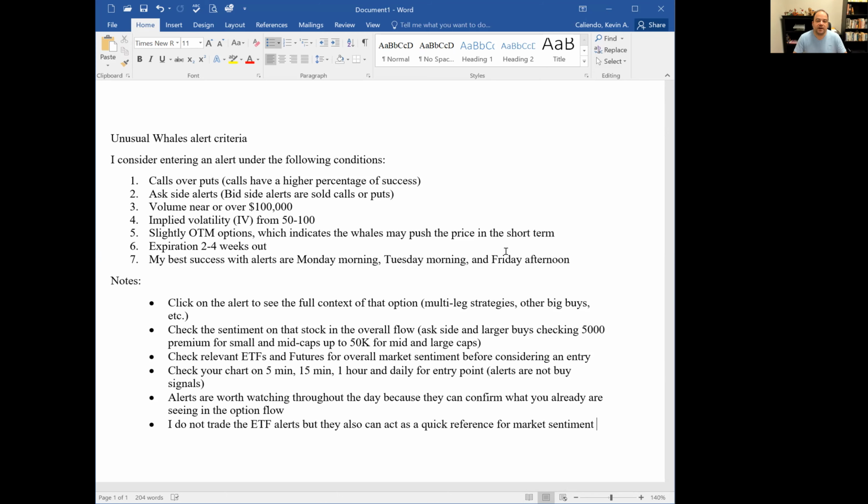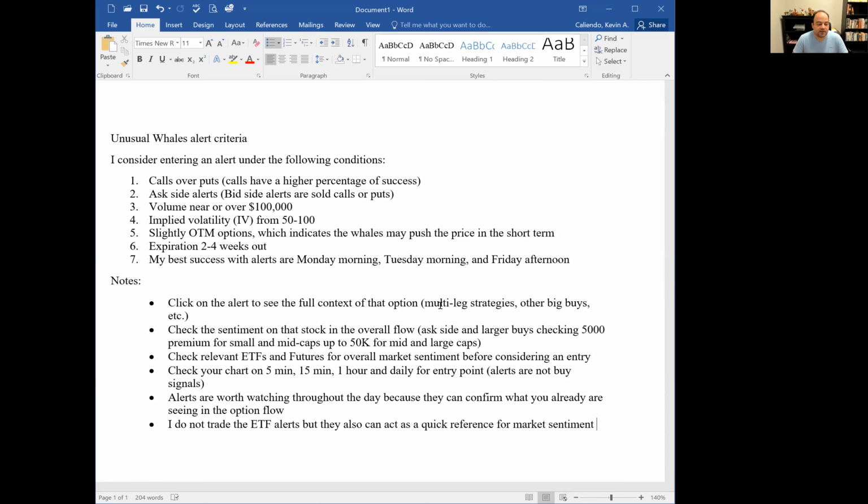A couple other notes about the alerts, just for me. You do want to check the alerts, see the full context of that option. I do that as well, and it's definitely something you want to look at. You want to check the sentiment of that stock and the overall flow, which I modeled for you here, where you look at how it's doing that day and over the past several days.